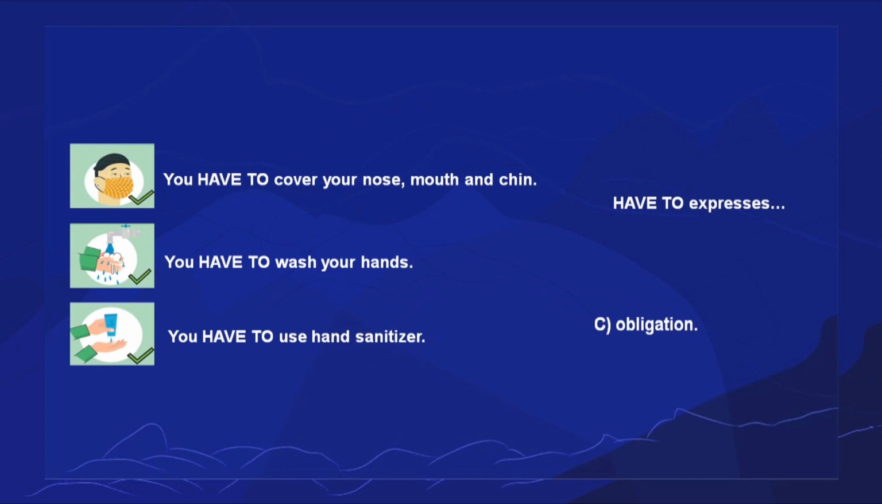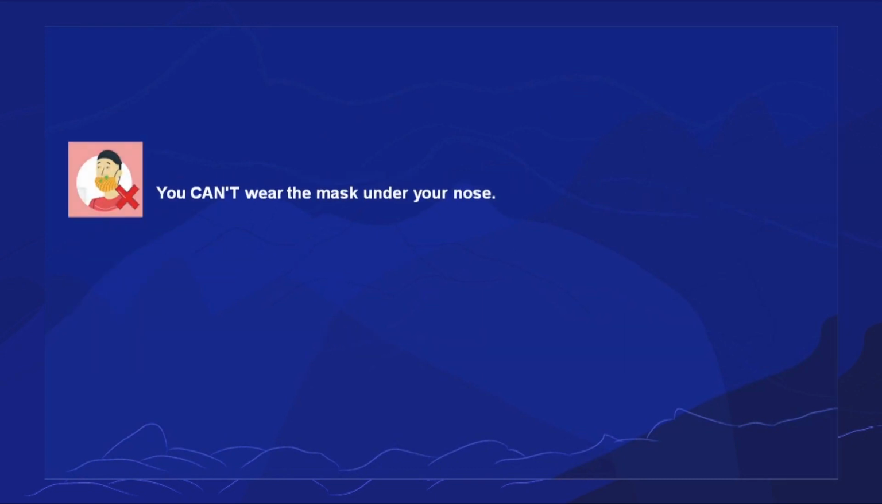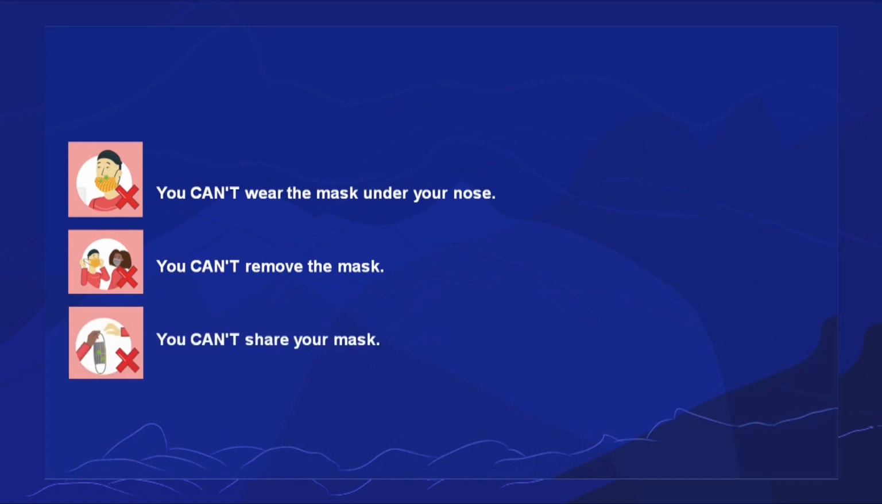Now let's see the other sentences. You can't wear the mask under your nose. You can't remove the mask. You can't share your mask. Now pay attention and tell me. Can't expresses letter A, possibility, letter B, prohibition, or letter C, obligation. What's the answer? Letter B, prohibition. Can't expresses prohibition.